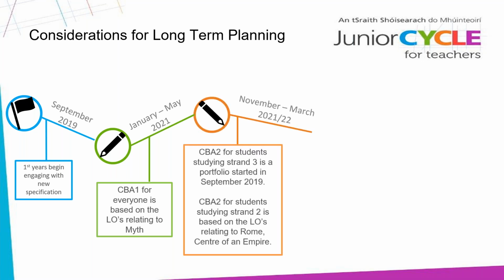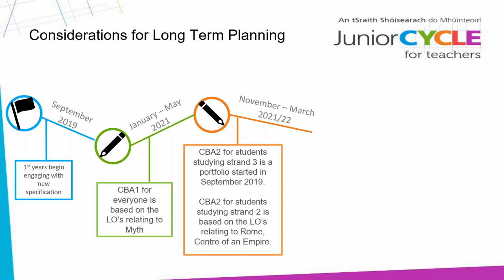If we look then at CBA2, for students studying Strand 3 it is a portfolio started in September 2019. As that person who asked a question a moment ago, can they put stuff from Strand 1 into their language portfolio? Yes, of course, but it's also something we need to be aware of from September. Are we actually planning with the long-term goal that when they reach third year, they have their portfolio together? So it's something I need to be thinking of even when they're in first year.